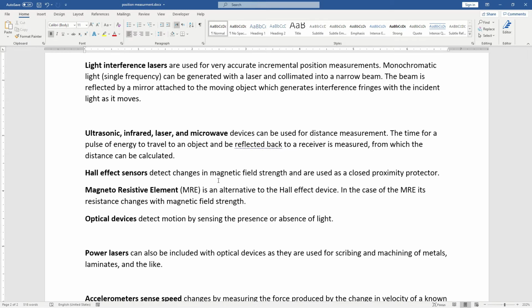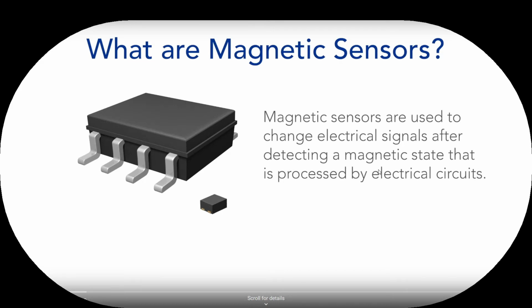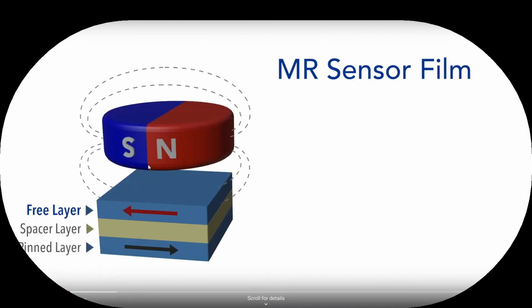How does it work? It detects a magnetic state processed by an electric circuit. The sensor consists of three layers: magnetic layers and a space layer, sometimes called the bend layer. The bend layer has a fixed magnetization, while the free layer can be changeable.